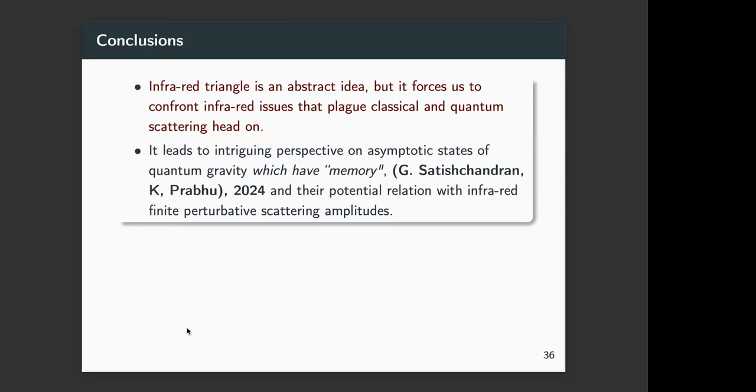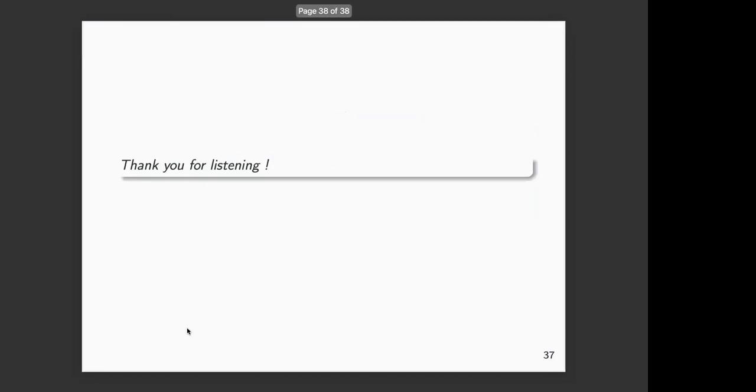And it in fact leads to some potentially intriguing perspective also on the asymptotic states of quantum gravity, like states which have memory, unlike the Fock states of gravitons, which are just finite energy states, not zero energy states. And there is some recent work on how these novel states which have memory may lead to some infrared finite asymmetries of quantum gravity. So I will end with that, and thank you very much for listening.